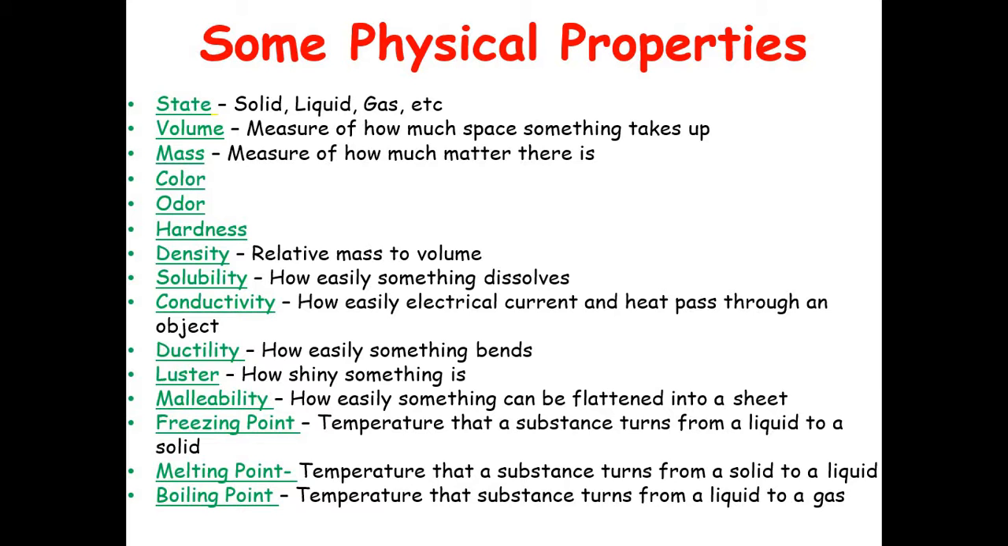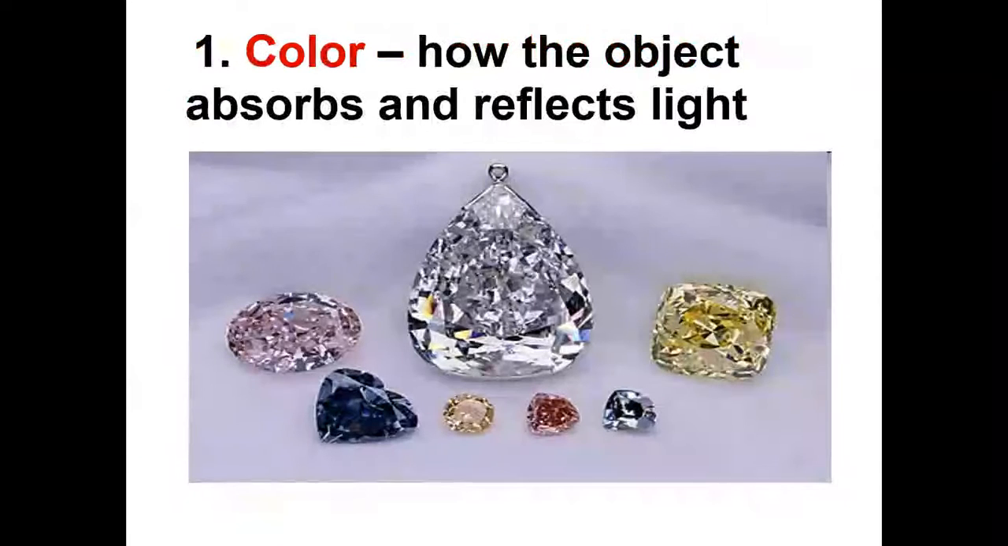Then we have the three main points: the freezing point, the melting point, and the boiling point. All three refer to how we change from one state to another. The freezing point is the temperature at which a substance turns from liquid into solid, the melting point is the temperature at which a substance turns from solid into liquid, and the boiling point is the temperature at which a substance turns from liquid into gas. So let's talk about each one in more detail.